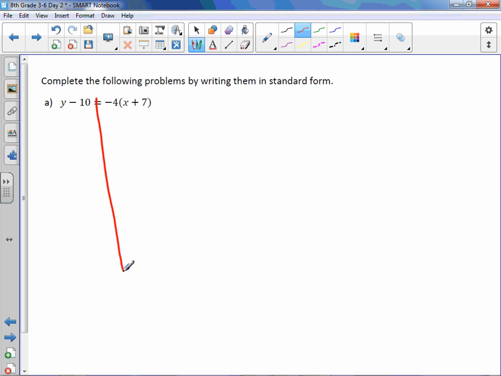So what we're going to do is distribute this 4 to get rid of those parentheses. So I have negative 4x minus 28. And over here I'm just going to bring back y minus 10. Now, one of the main rules is that x has to be positive. But here, it's not positive. So because it's not positive, I'm going to move this x term over first. Bring it over to that y. And I'm going to do that by adding 4x to both sides.